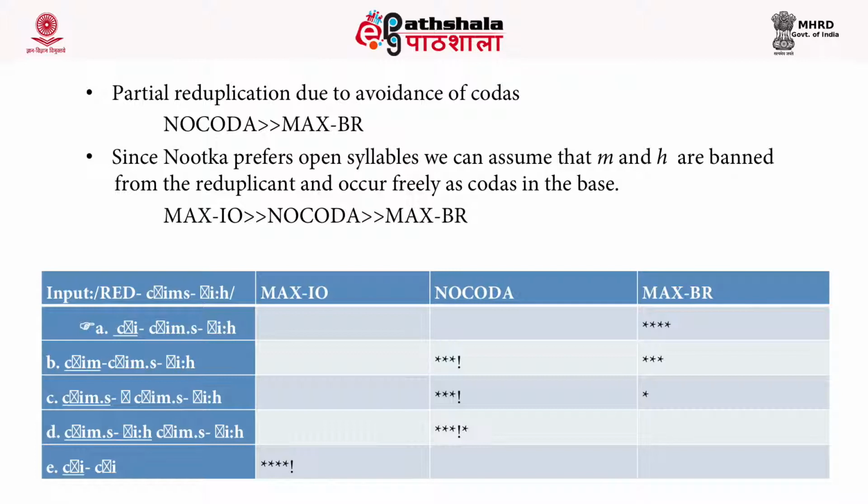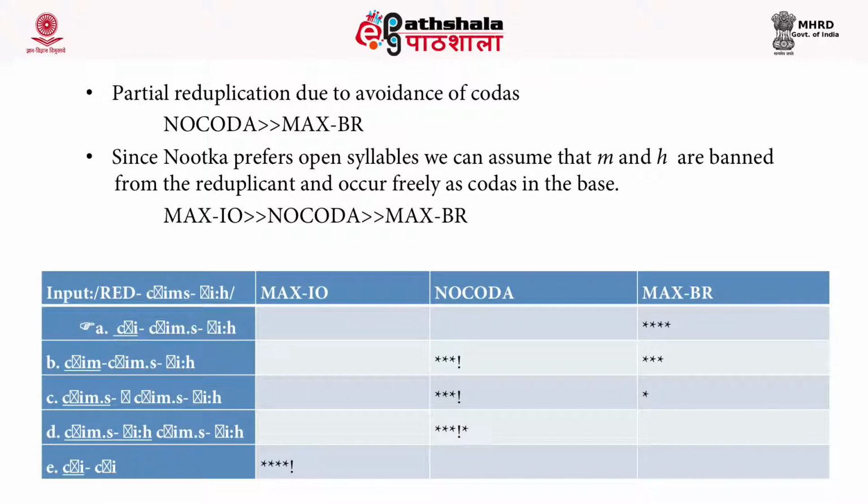In A, there is chichimsi. Max IO is not violated, No Coda is also not violated, and Max BR is violated four times. In the second example, No Coda is violated as the reduplicant already has a coda there, and Max BR is also violated. Depending on the violations, all of these, B, C, D, E, have fatal violations of Max IO and No Coda. So the optimal candidate is A, that incurs only less serious violations of Max BR as it is the lowest ranked constraint.